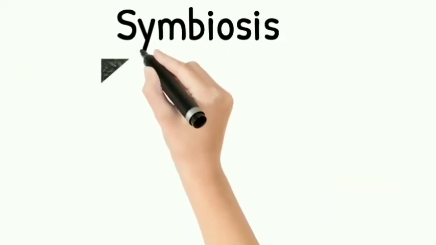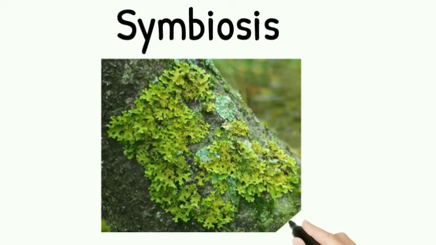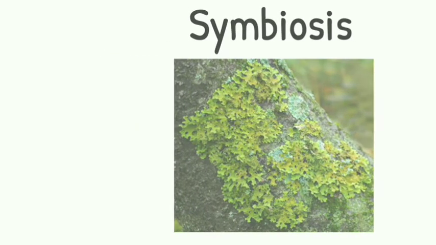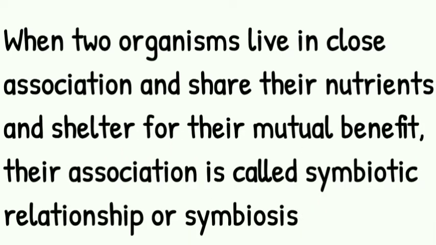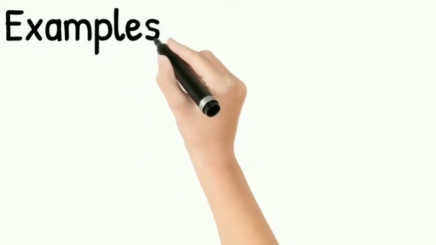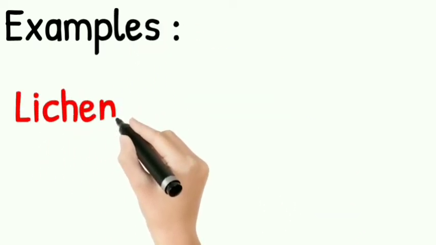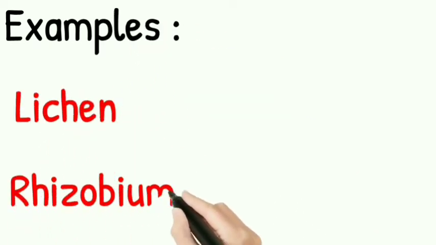Now let us learn about symbiosis. When two organisms live in close association and share the nutrients and shelter for their mutual benefit, their association is called symbiotic relationship or symbiosis. Examples are lichen and rhizobium.